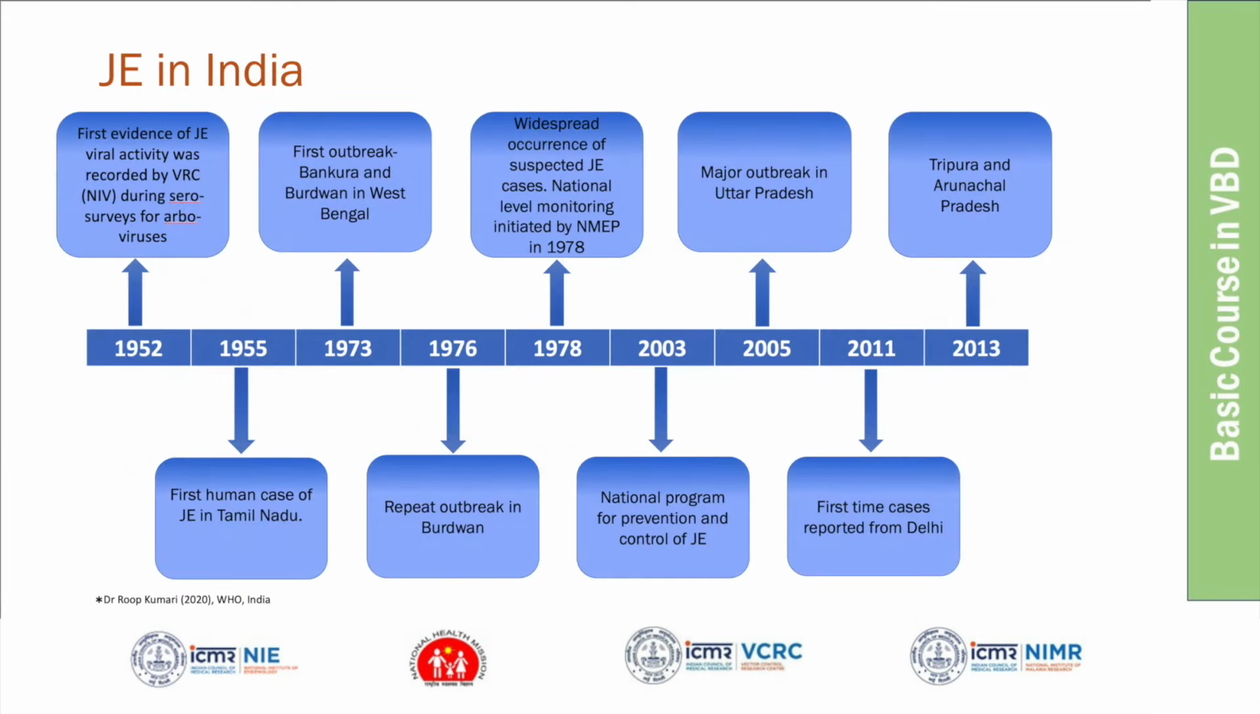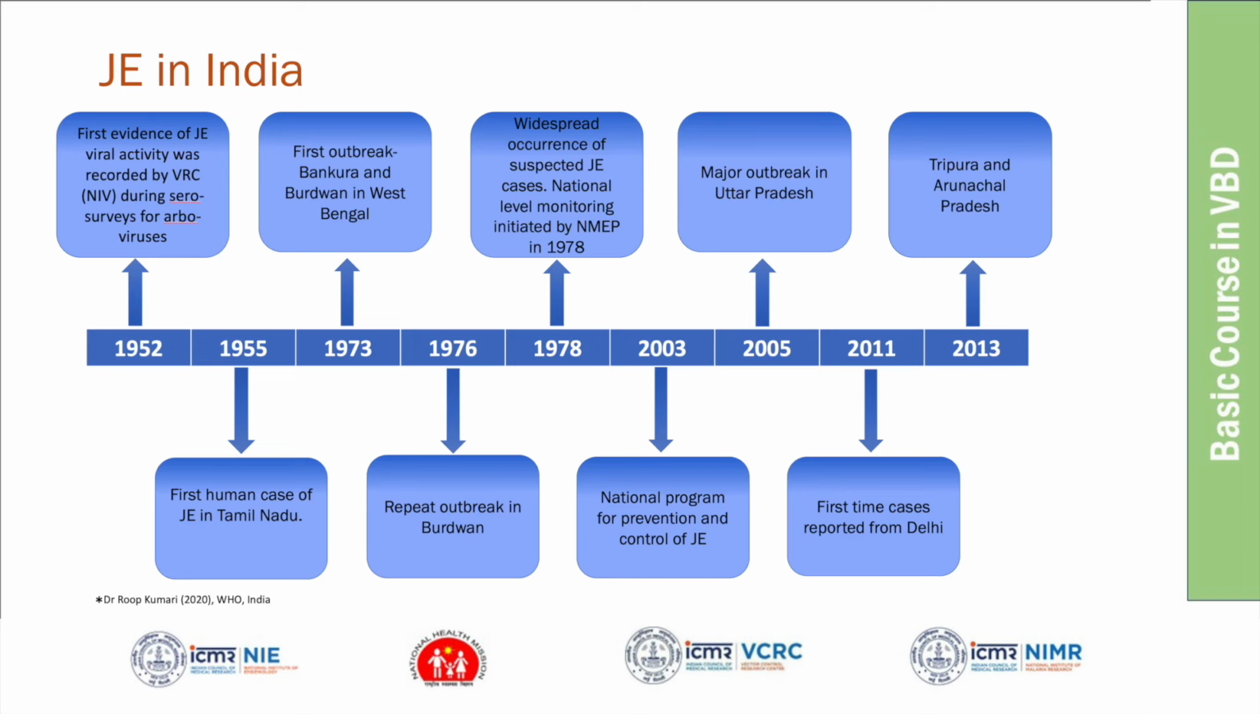Tracing the history of Japanese encephalitis in India, the first evidence of JE viral activity was recorded during a serosurvey in 1952. However, the first human case due to JE was documented in Christian Medical College, Vellore in Tamil Nadu. And after 20 years, in 1973 and 1976, Bankura and Burdwan districts of West Bengal experienced JE outbreaks. JE can sporadically present throughout the year in endemic areas, and can also present as an outbreak. And they present primarily as an outbreak.